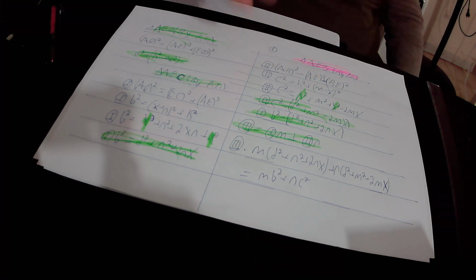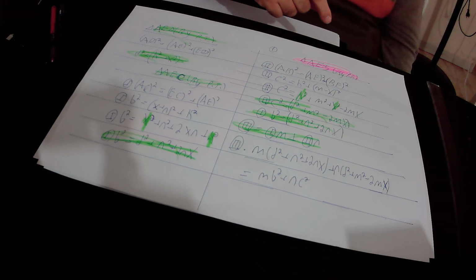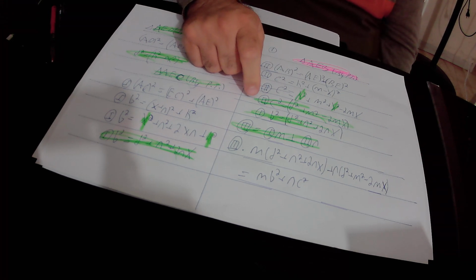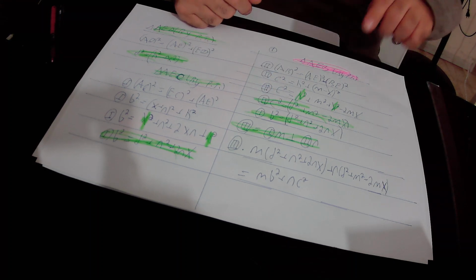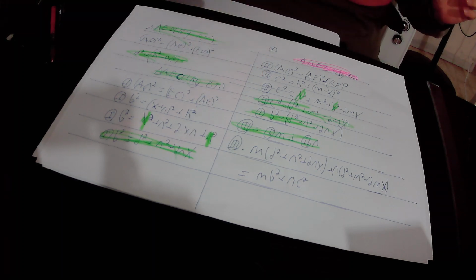This is equation number 2, and we have already found out that according to equation number 1, B squared equals D squared plus N squared plus 2 times NX. Then we created equation number 3 in the following way. We multiplied equation number 1 by M. Then we multiplied equation number 2 by N, and then we added the two equations with each other. This created equation number 3.